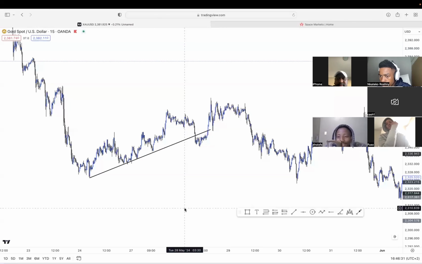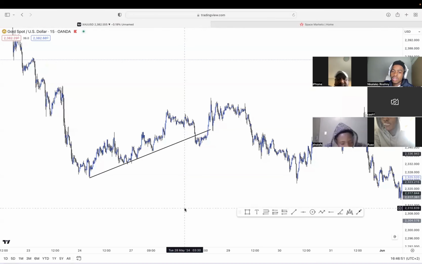How do you spot a fake out? A what? A fake out. I can't hear you clearly, please repeat what you're saying. How do I spot a fake breakout? A false breakout?